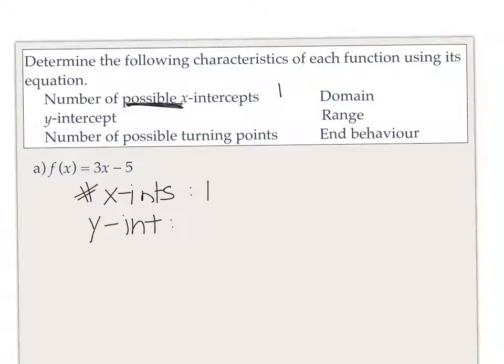Okay, the y-intercept: if I look at this equation, you could type it in and look at it on the calculator screen, but I can tell looking at this that the y-intercept would be what? -5, that's right. So it's -5.